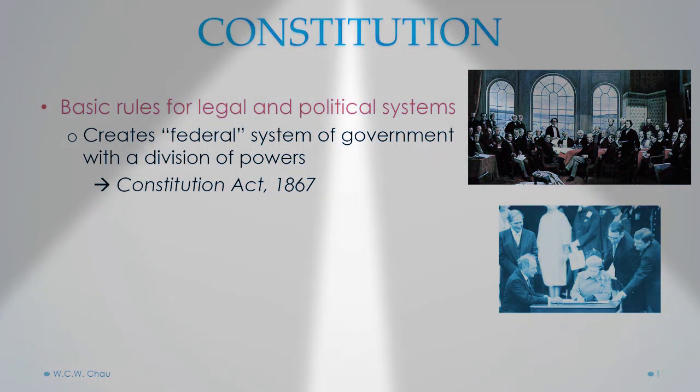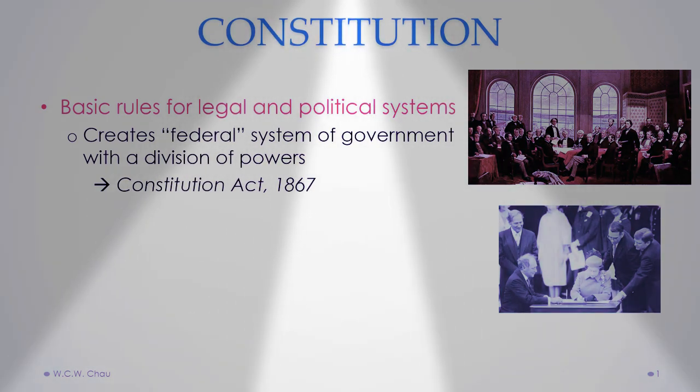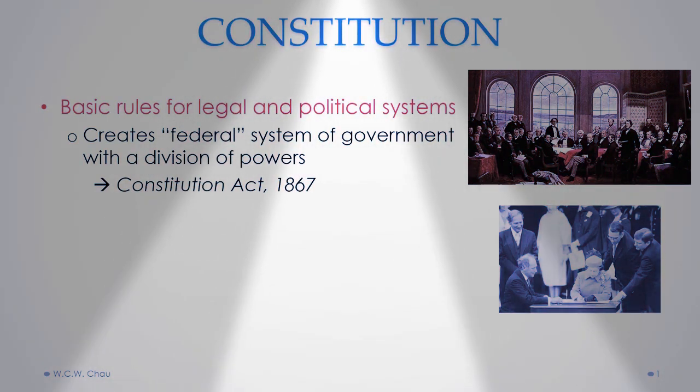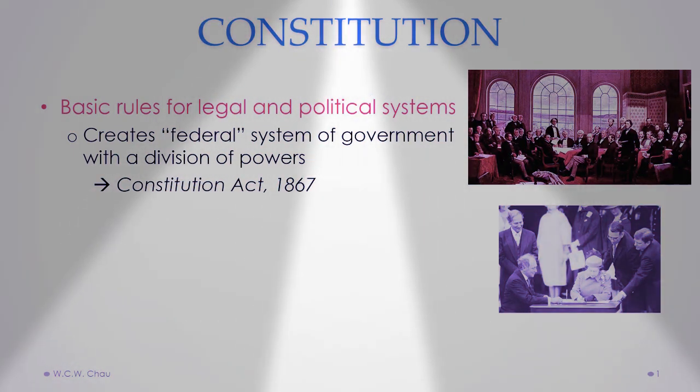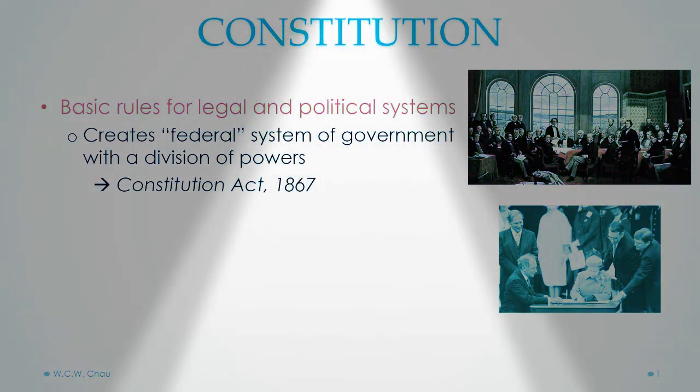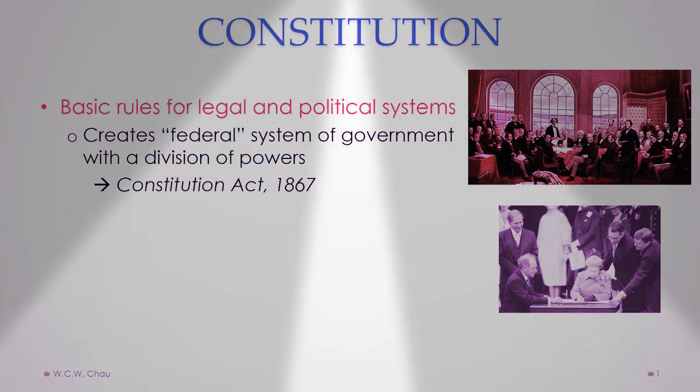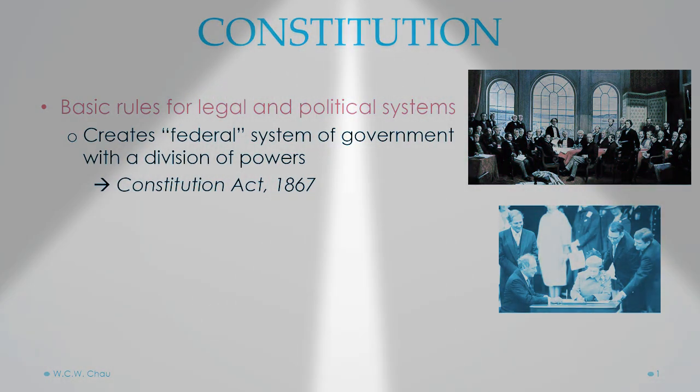In order to have a federal system, there has to be a division of lawmaking powers between the federal level of government and the provincial level of government. Those rules are contained in the part of the Constitution called the Constitution Act 1867, because those rules were created back in 1867.